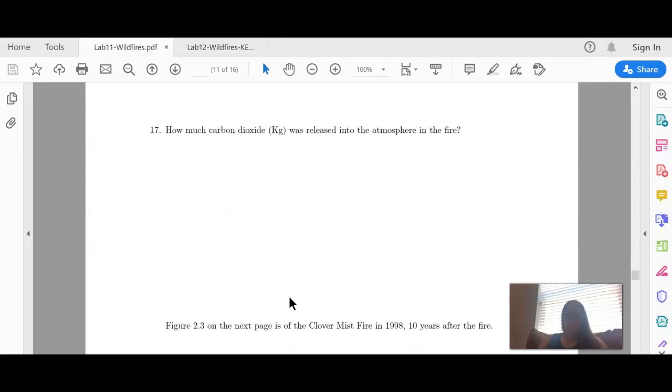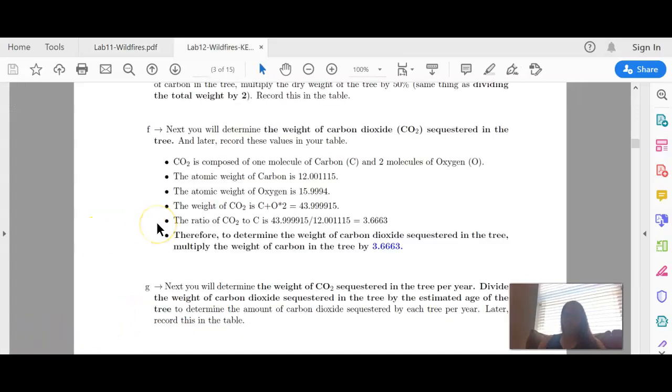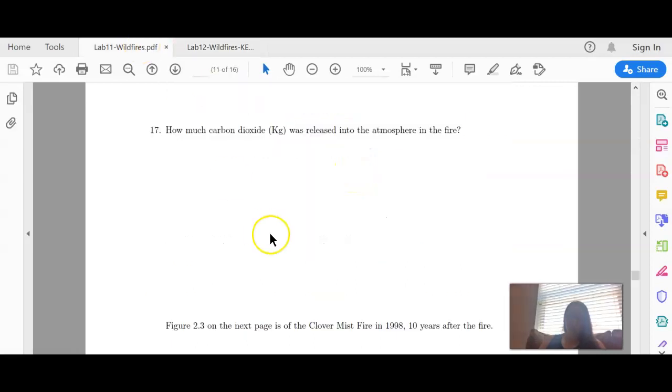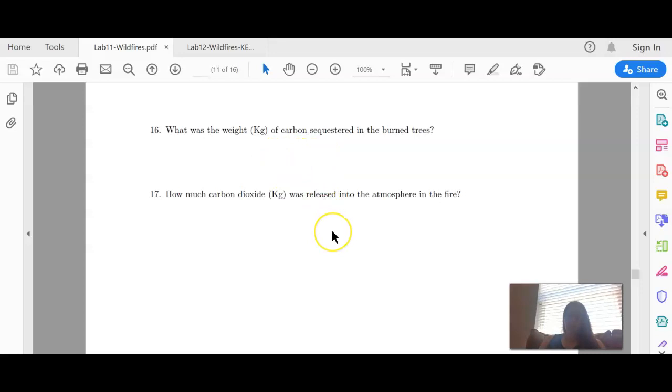And lastly, question 17. How much carbon dioxide in kilograms was released into the atmosphere in the fire? So remember that the weight of carbon dioxide is 3.6663 times greater than simply the weight of carbon. So we simply take whatever answer we got for number 16 and multiply it times 3.6663 to get the weight of the carbon dioxide that was released into the atmosphere, since we assume that all of the tree burnt up and it released all of the carbon dioxide that it had originally stored.